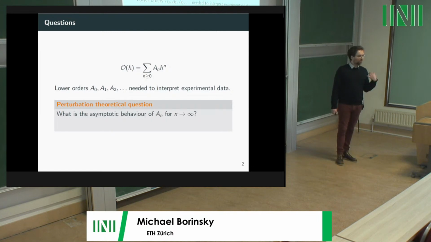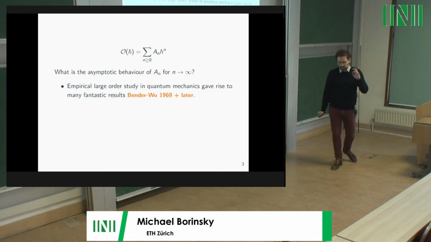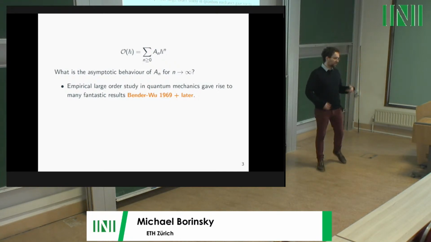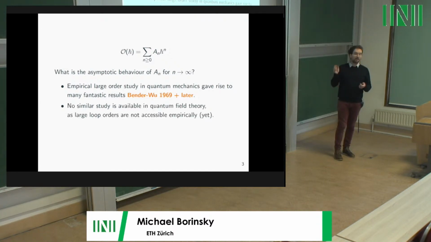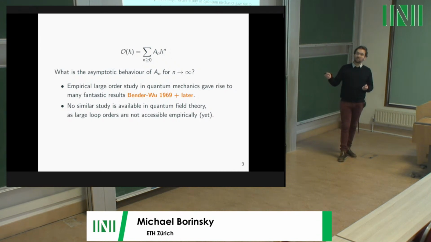What I want to motivate, because I was just talking about it, is connected to the very classic study by Bender and Wu, who did an empirical analysis of these numbers in quantum mechanics. There you can really learn a lot just by studying these numbers empirically. This study from '69 later gave rise to many fantastic results in quantum mechanics, and you probably all know this. It would be very desirable to repeat such a study in four-dimensional quantum field theory, such that we can learn something about non-perturbative phenomena in the standard model at the same level. But unfortunately, these large coefficients in these expansions are not really accessible using present-day technologies, at least yet.